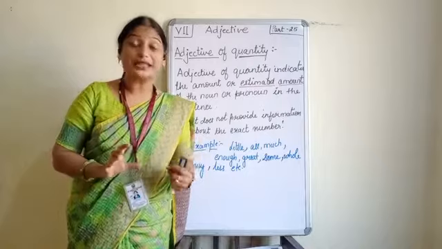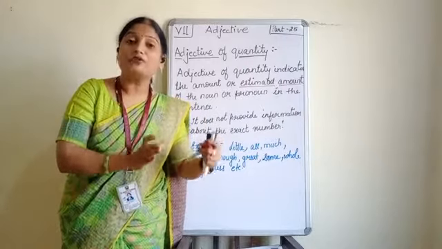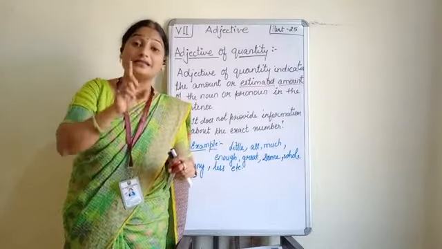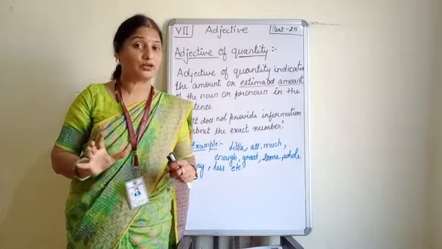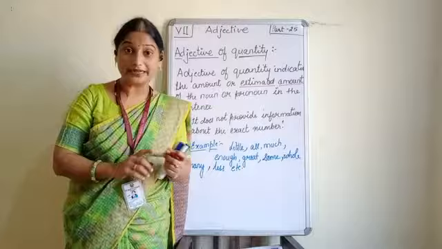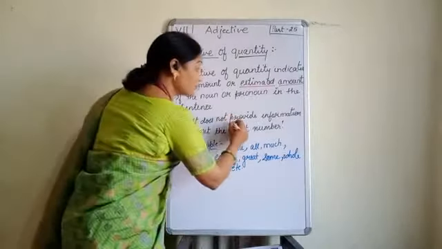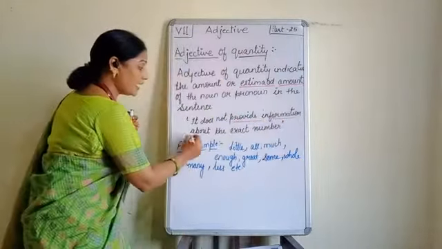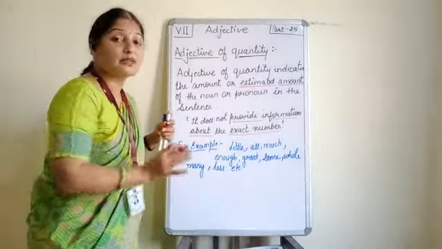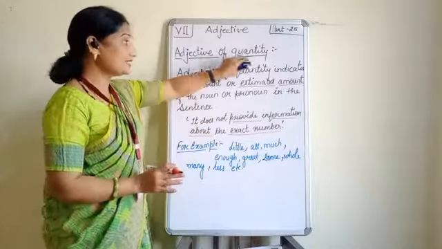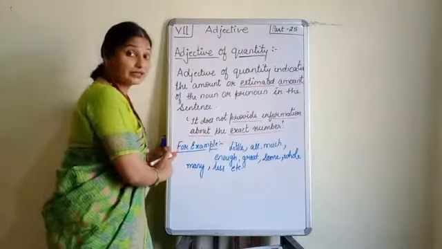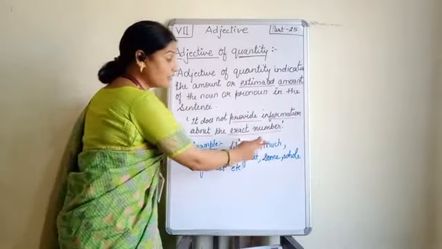Clear? So we can say that the adjective of quantity does not give any information about the exact number of the noun or pronoun. Clear? It does not provide any information about the exact number. It gives us only estimation. So, this is the definition of adjective of quantity. Now, see some examples. For example, little, all, much.